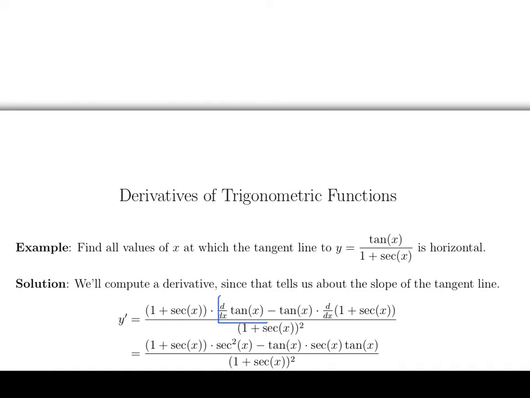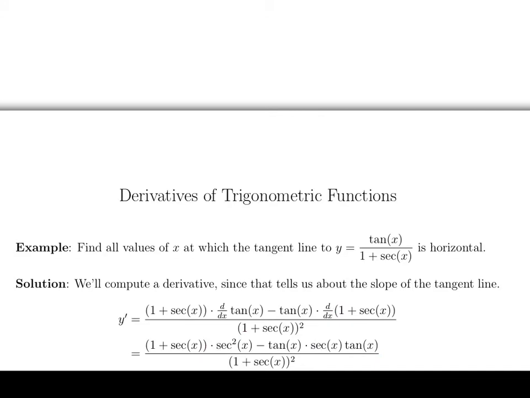So you should be able to see here that the derivative of tangent is secant squared, and the derivative of 1 plus secant x is secant x tangent x. Remember, the derivative of 1 just disappears.